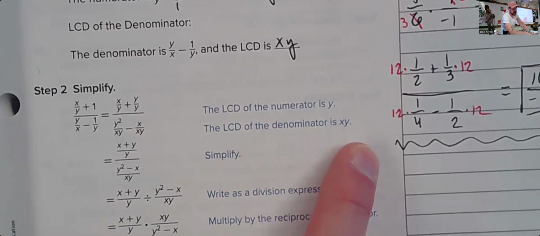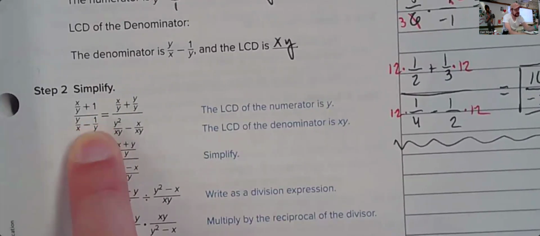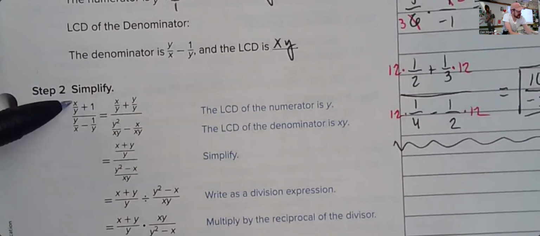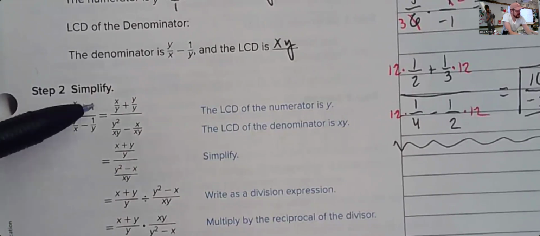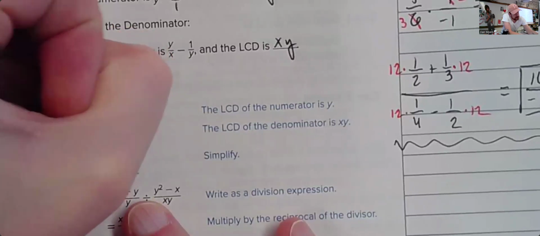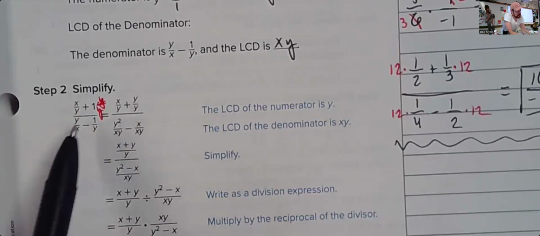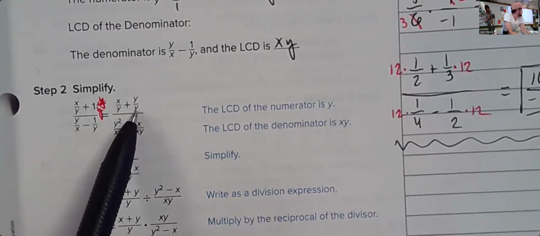So what that looks like is, I'm going to show you the work. This fraction doesn't get multiplied by anything because it already has the common denominator of y. However, this one needs to be multiplied by y over y. And when you do that, the x over y stays the same. 1 times y over y is y over y. So that's where we get that from.